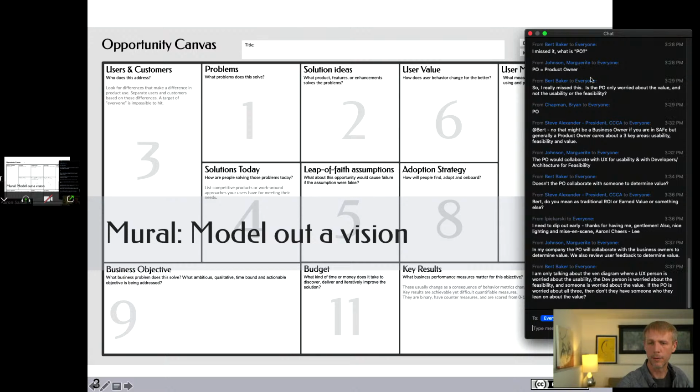The numbers are there to help structure a conversation and progress it. We don't necessarily have to paint by numbers to fill it out. And then when we read it out, it's more left to right.